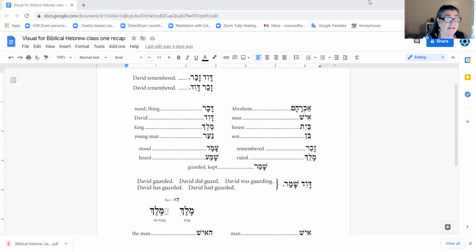For instance, the sentence, David shamar, can be translated into English as David guarded, David did guard, David was guarding, David has guarded, David had guarded. We also introduced the definite article ha and learned how in Hebrew there is no indefinite article. For instance, melech can mean king or a king, but ha-melech means the king.